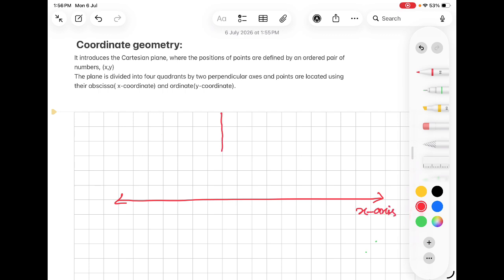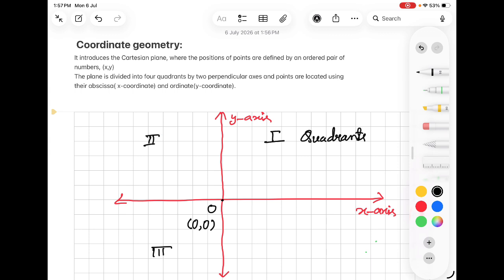and a vertical line which is called the y-axis. The point of intersection of these two axes is called the origin O, whose coordinates are 0, 0. Now this is called the Cartesian plane, and this plane is divided into four quadrants: first quadrant, second, third, and fourth.